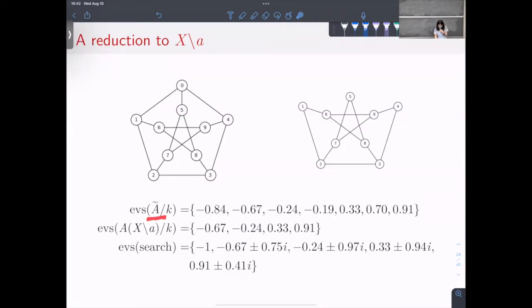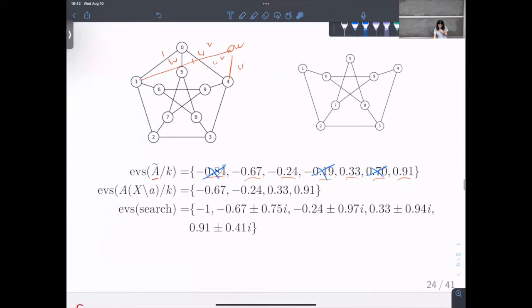A tilde, the augmented graph. So we have this 1 omega omega squared and then 1 omega squared omega. This corresponds to A tilde, and recall that we have many eigenvalues for that matrix, but it turns out not all of them contribute to search. So this one disappears. 0.7 disappears. This is also not there. So we have a much simpler spectrum.